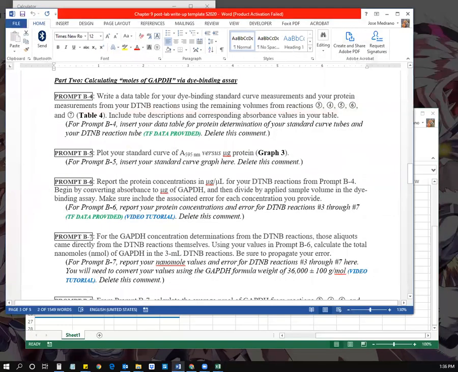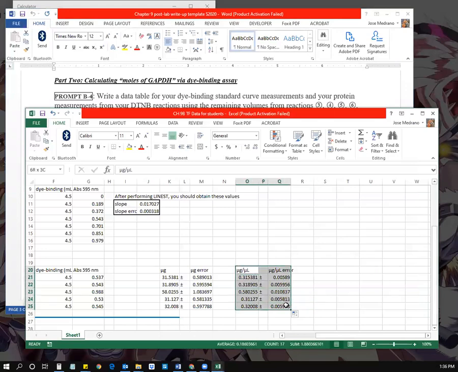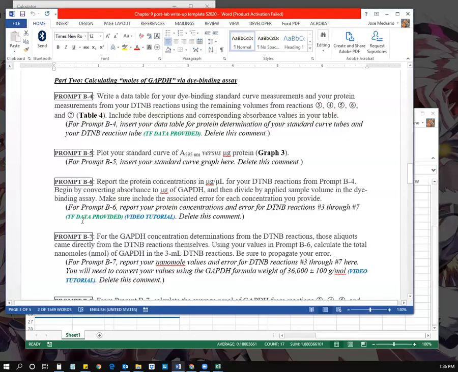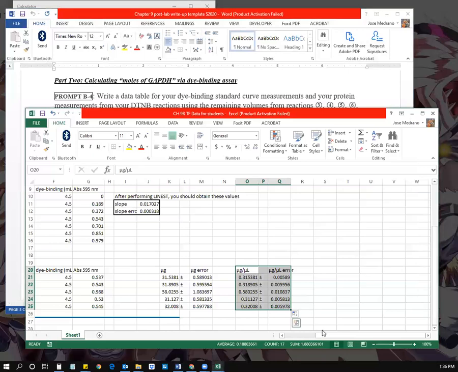So I believe that is the end of prompt 6. Report the concentration in micrograms per microliter for your DTNB reactions. Make sure to include the associated error for your concentrations that you provide. So that is pretty much going to be the end result for prompt B6 in the post-lab write-up.